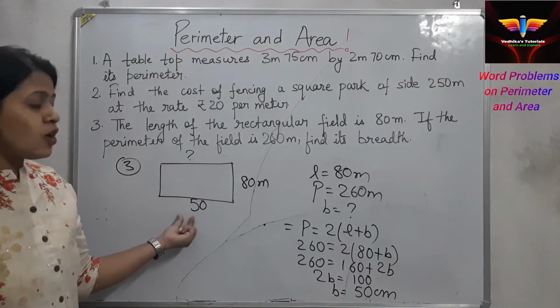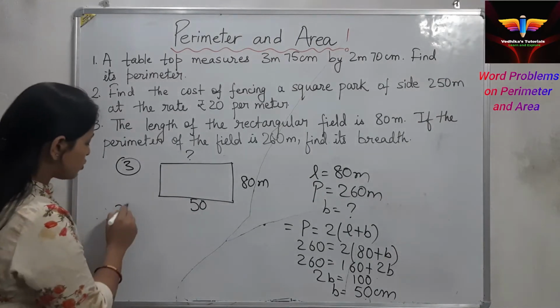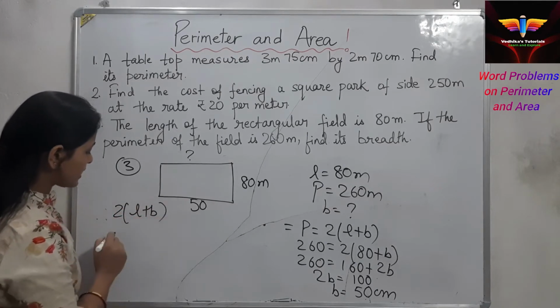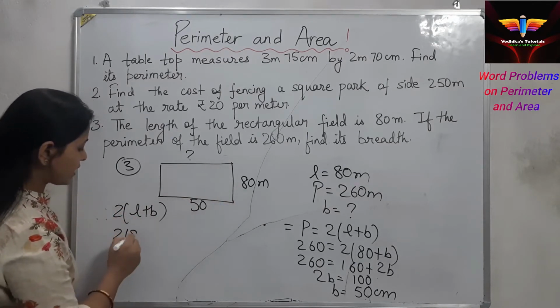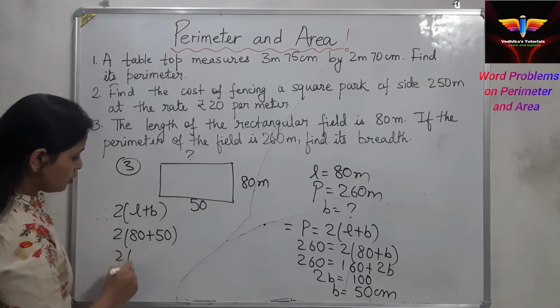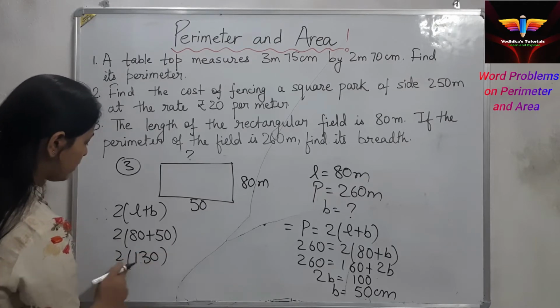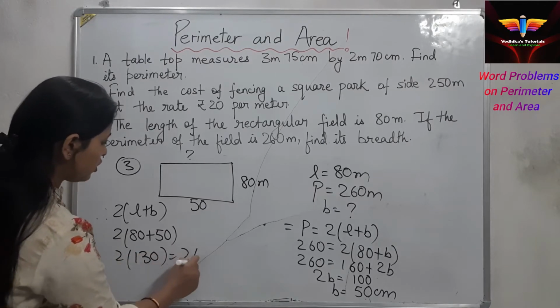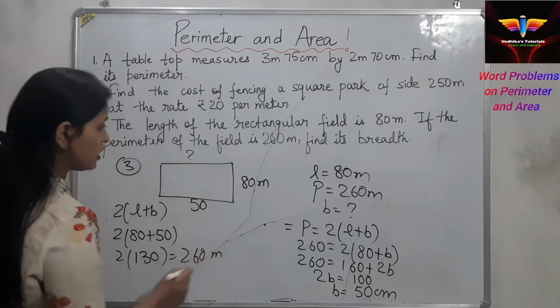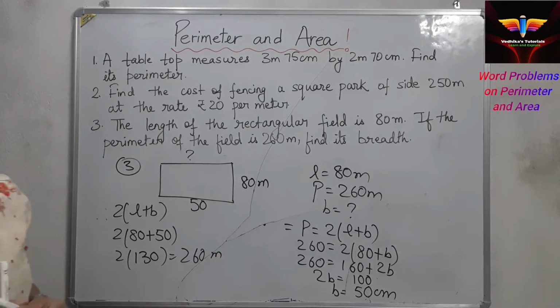So we can also check whether our answer is correct or not. 2 into (L plus B), we can write it like 2 into (length 80 plus breadth 50). Now 8 plus 5 is 13, so 130 into 2 is equal to 260 meter. So we can check here whether our answer is correct or not.